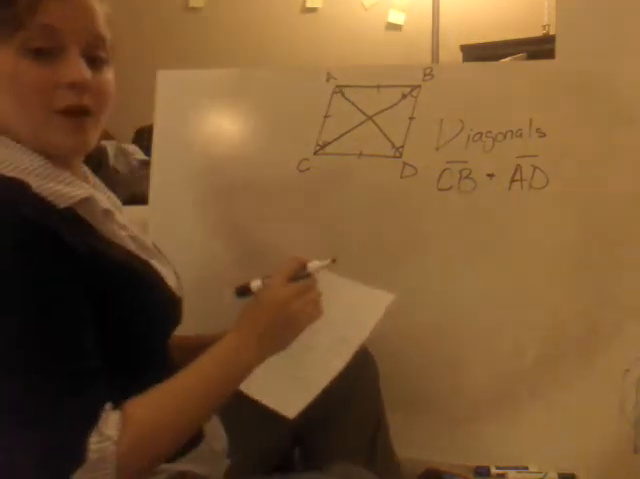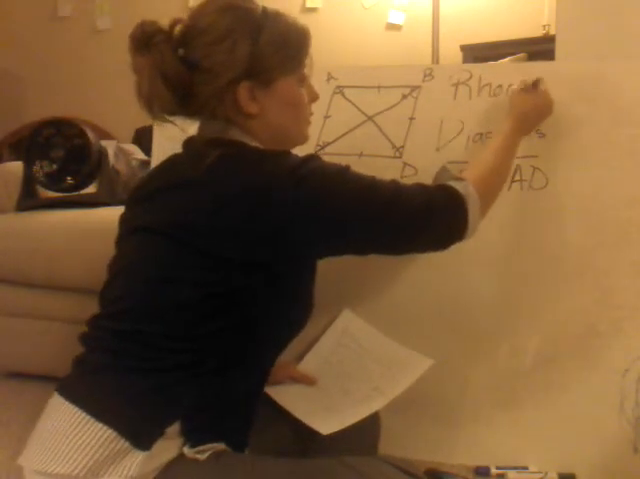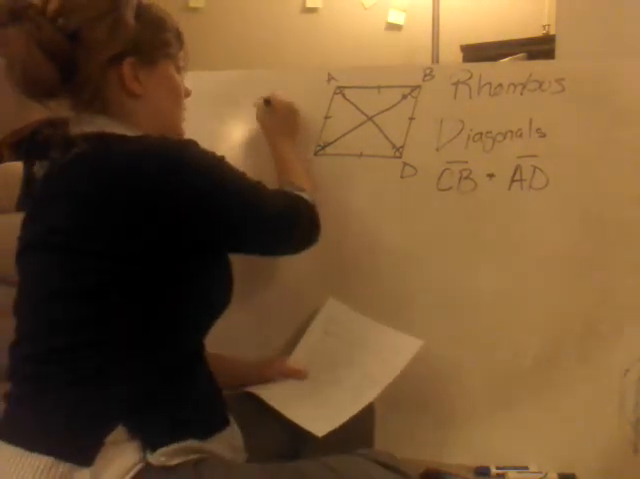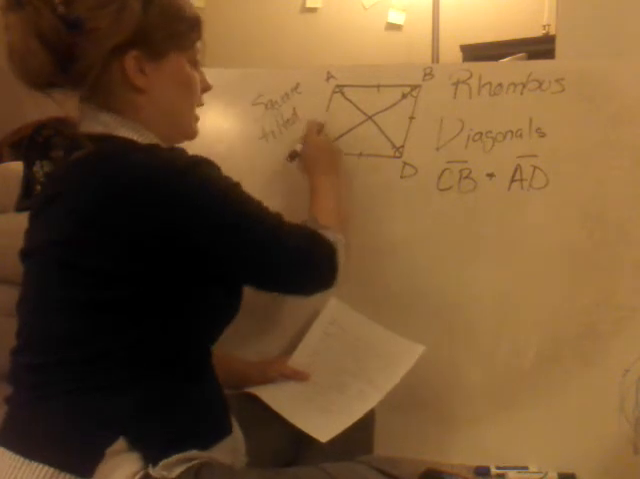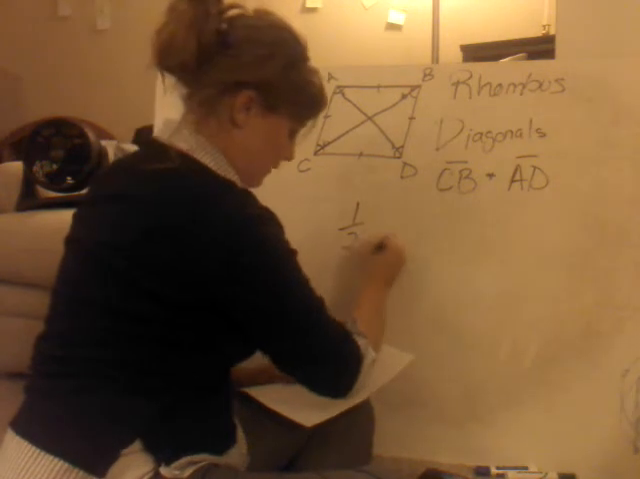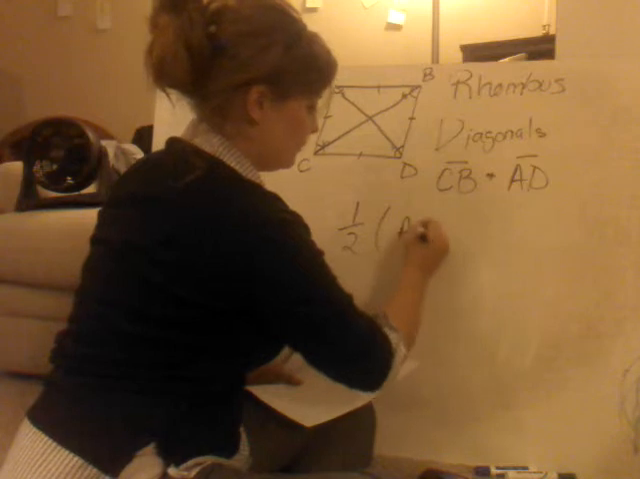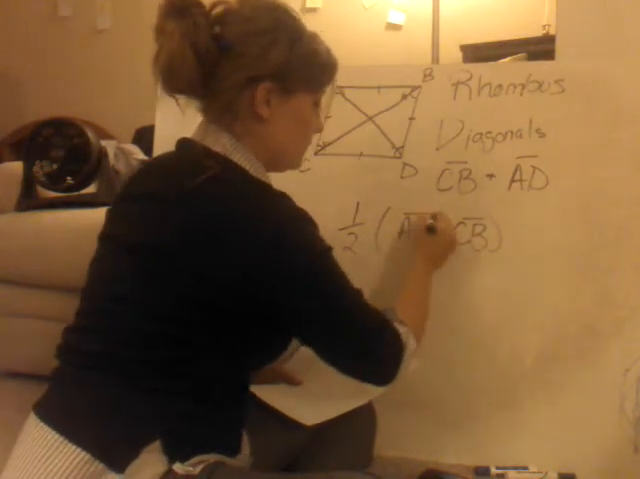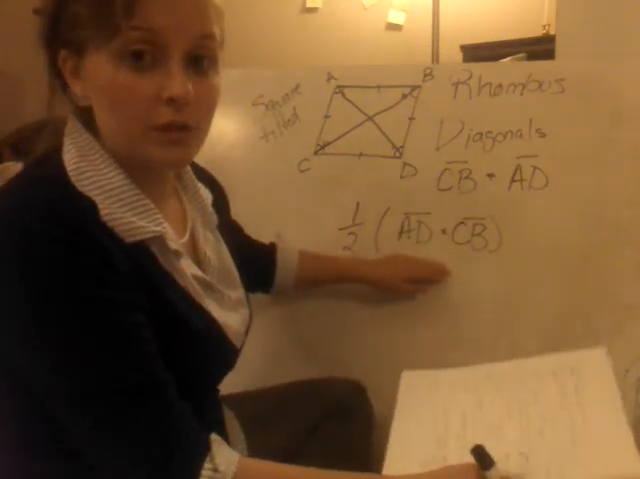Okay? So to figure out the area of a rhombus, and here's a rhombus, alright? And again, this is a square tilted. Again, all the sides are the same. But so to find my area for this, it's 1/2 AD times CB. And I know this looks kind of difficult, but it's not. You can absolutely do this.